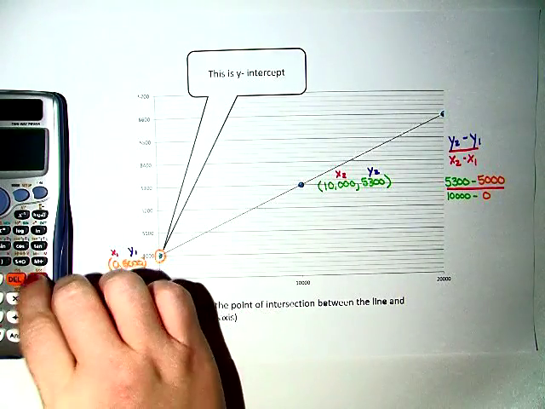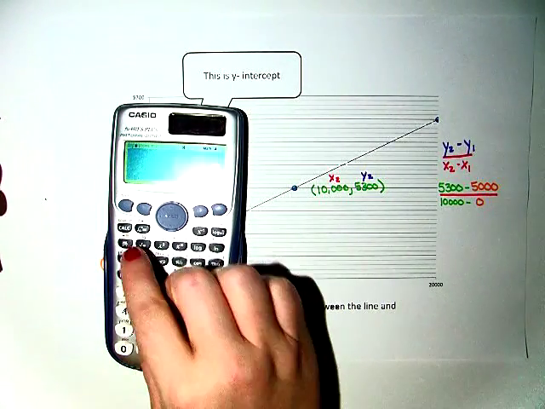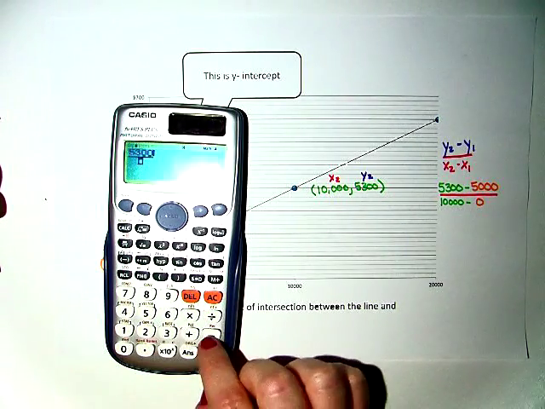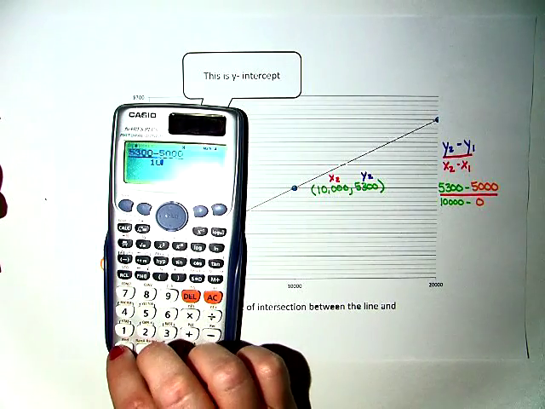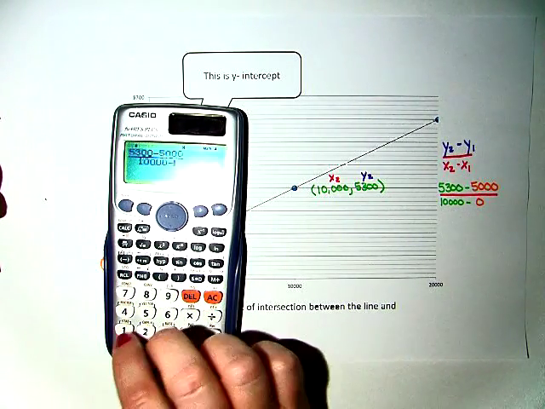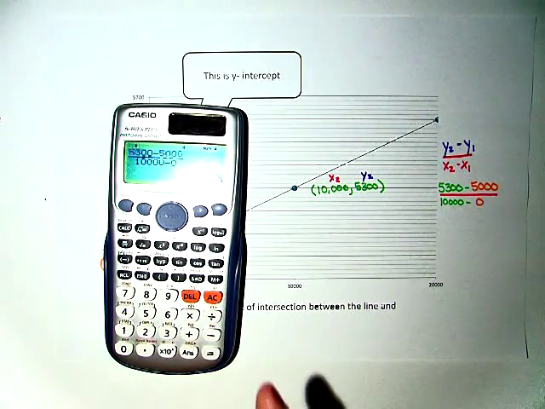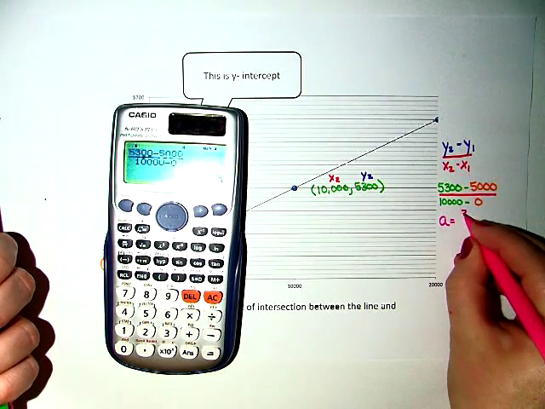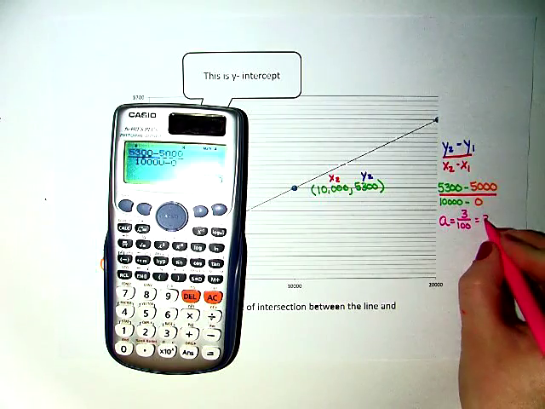So we're going to get into our calculator, and we're actually going to put it in just like it says. Fraction 5,300 minus 5,000 over 10,000 minus 0. And so we get a slope of 3 over 100. We also know that this slope is 3%.